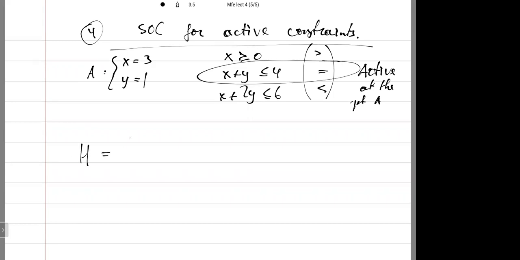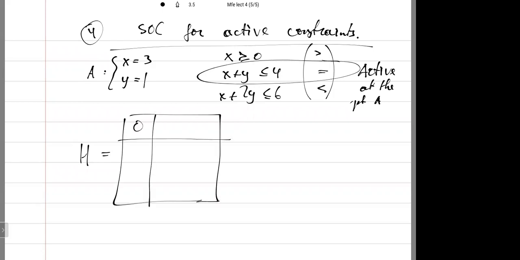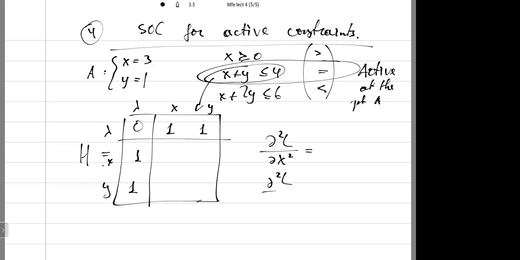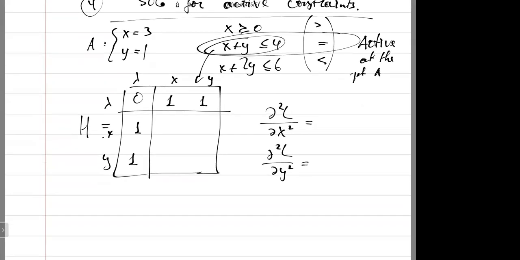Let's consider the Hessian matrix. So I will have 0 here. I will take derivatives only of the active constraint. So it will be 1, 1 with respect to x, y. This is with respect to lambda, with respect to x, y. Then I need d2L with respect to dx squared, d2L with respect to dy squared, and d2L with respect to dx dy.